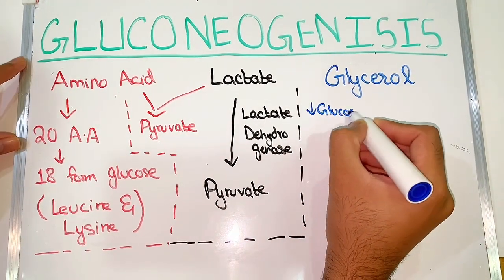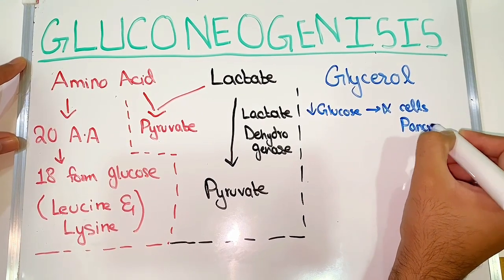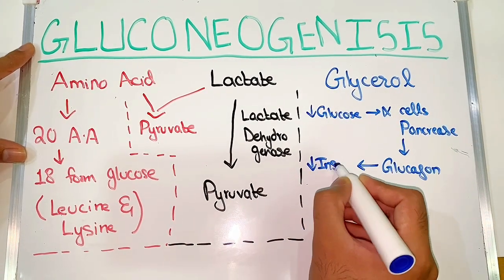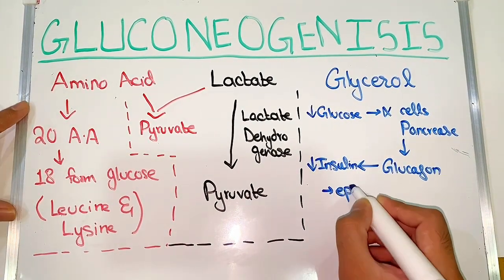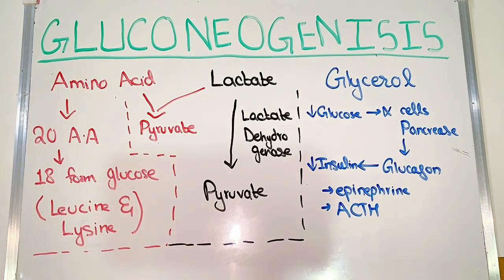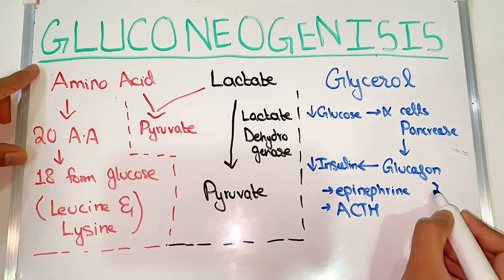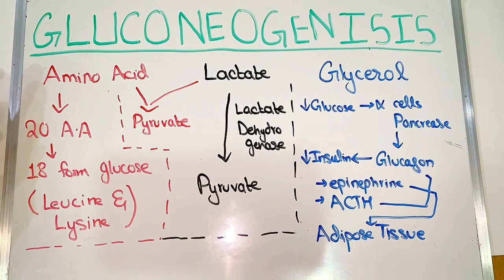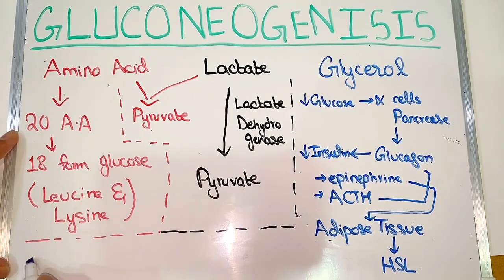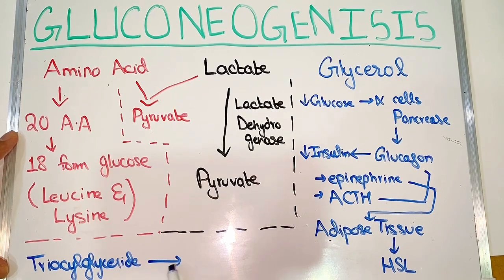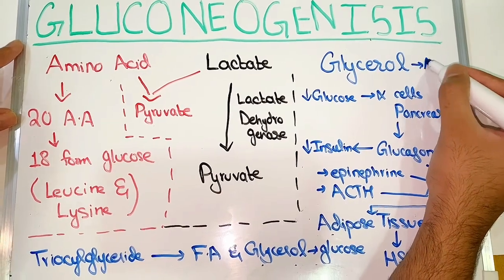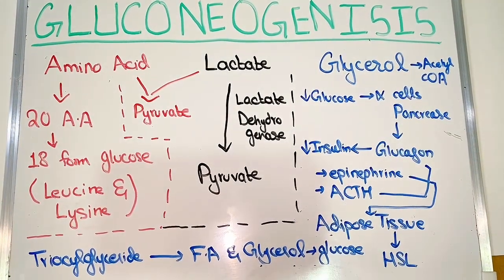In glycerol, when the glucose level is low, alpha cells of pancreas release glucagon. Glucagon decreases the level of insulin. Along with glucagon, epinephrine and ACTH stimulate adipose tissue to release an enzyme called HSL, which is hormone sensitive lipase. Hormone sensitive lipase will convert triacylglycerides into fatty acid and glycerol. Fatty acid will convert into ATP and glycerol into glucose. Fatty acid is also converted to acetyl-CoA by beta oxidation.